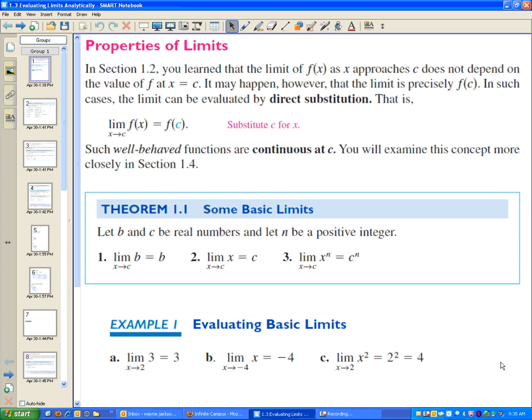Now, one method is not superior to another. Analytics is what we spend the most time on, but there's nothing wrong with finding a limit of a function by looking at its graph. There's nothing wrong with finding the limit of a function by making a table of values. Those are perfectly legitimate ways of doing it. We tend to use the analytical method more often because it's algebra based.